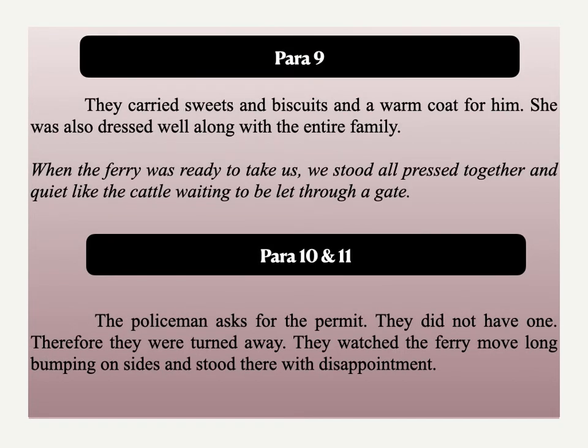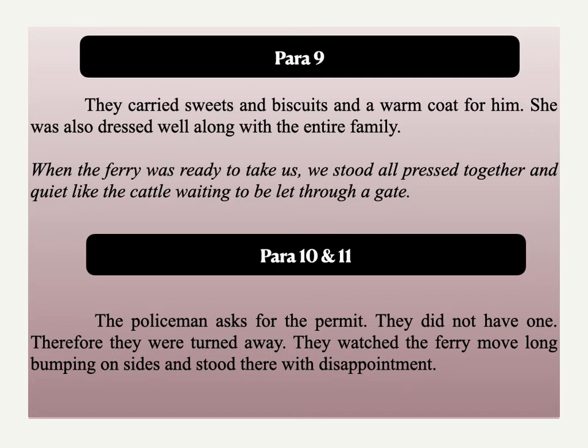Now, moving on to paragraph 9, they carried sweets and biscuits and a warm coat for him. She was also dressed well along with the entire family. They were filled with great excitement and enthusiasm because they were going to meet this man after 2 long years. When the ferry was ready to take us, we stood all pressed together and quiet like the cattle waiting to be let through a gate. This is a textual line and hence in italics. It showcases the condition of the black people during the white supremacy period. Like the cattle waiting to be let through a gate, they were treated as animals everywhere.